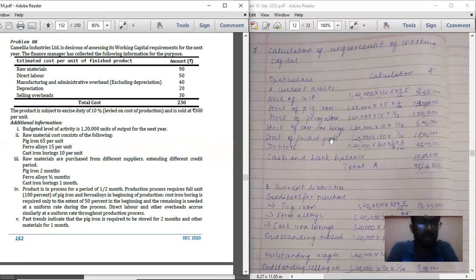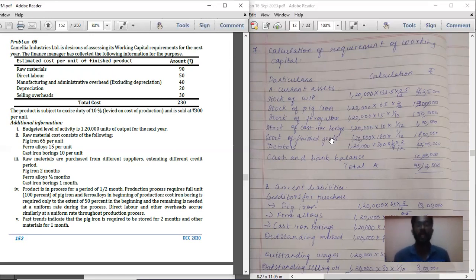Additional information. Point number 1, budgeted level of activity is 1,20,000 units of output for the next year. That is, the budgeted level of activity means the total number of units which are going to be sold is 1,20,000 units. And point number 2, raw material cost consists of the following.